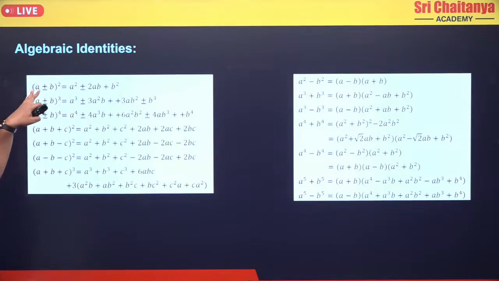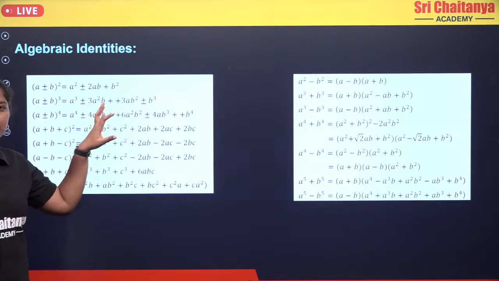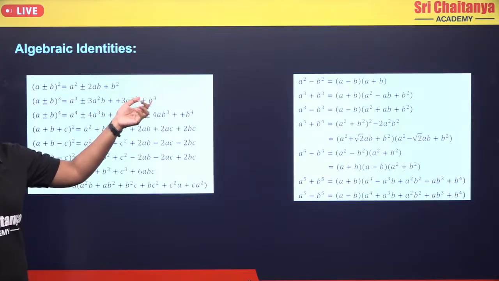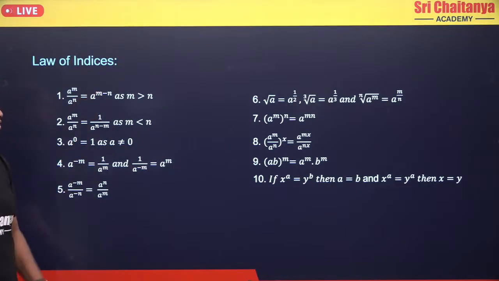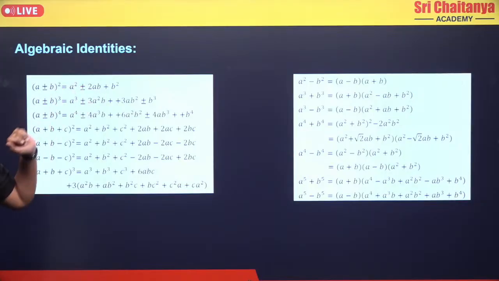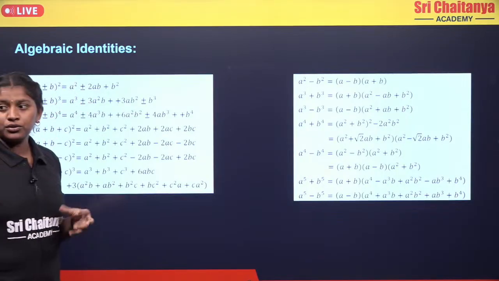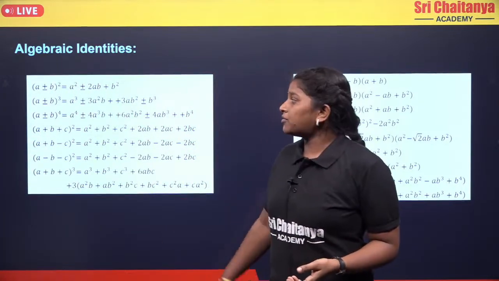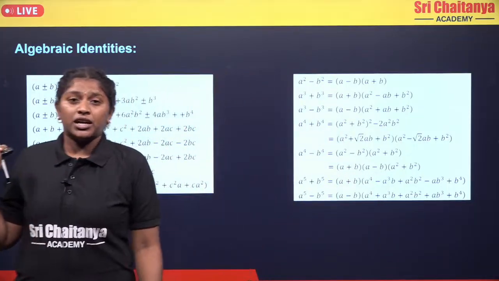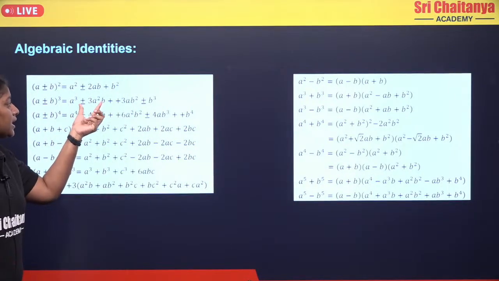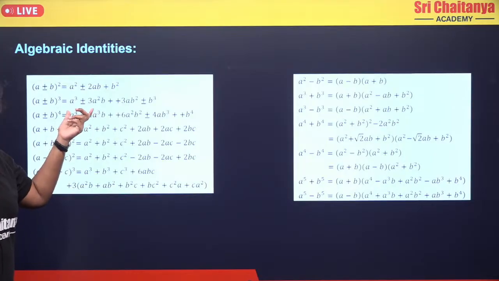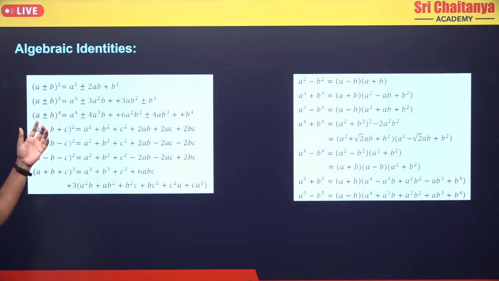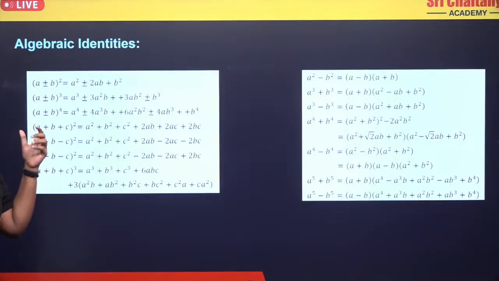Coming to the first one, it was a plus b whole square or a minus b whole square. We know that a plus b whole square is very simple, that is a square plus 2ab plus b square, and if we have minus, we get minus for our 2ab. In the same way for a plus or minus b whole cube, if we go further, we will learn about the cubic identities. For the a square b term, it will be plus for plus and minus for minus. Now coming to the next, we will have the expansion for power 4 also.